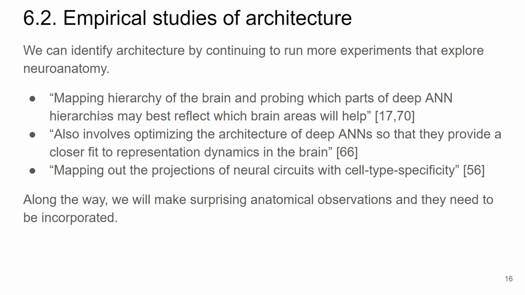Next, they talk about the empirical studies of architecture. So they say we can identify architecture by continuing to run more experiments like we already do, and they specifically quote studies which are valuable in this respect. So they talk about mapping the hierarchy of the brain and probing which parts of the deep neural network best reflect various brain areas. And they say this is not just a one-way thing. This would also involve optimizing the architecture of deep neural networks so that they provide a greater fit to the representation dynamics in the brain, which I found quite interesting.